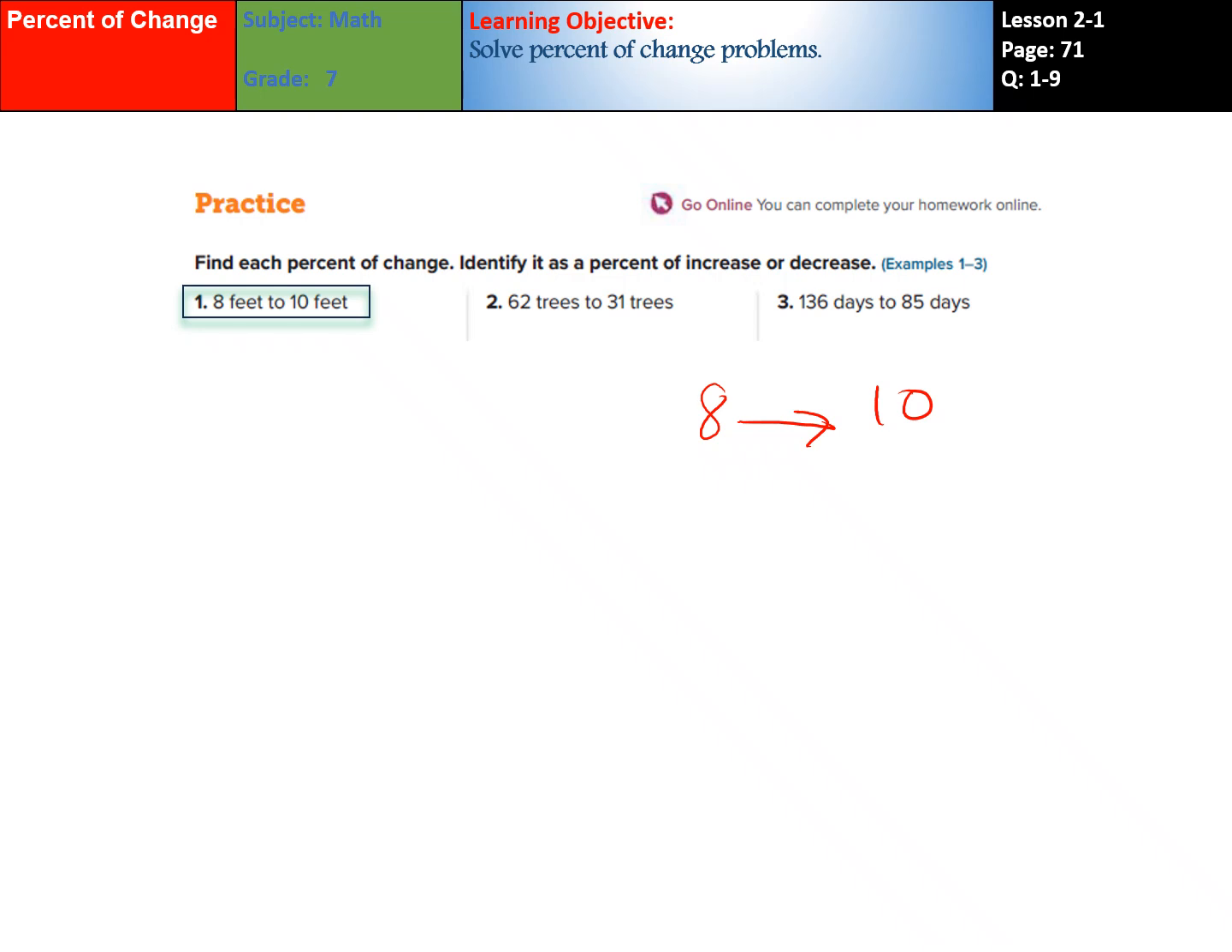Now what is the first step? You will find the amount of change, or amount of increase or amount of decrease. So what is 10 minus 8? 2. So what is the difference? 2. So now what is the formula? We will always write the change first over the first thing, what it was originally.